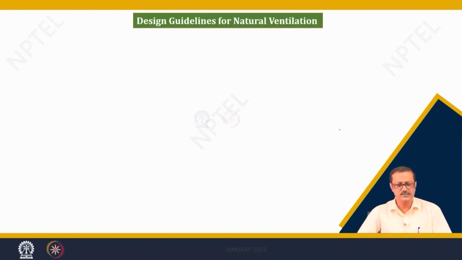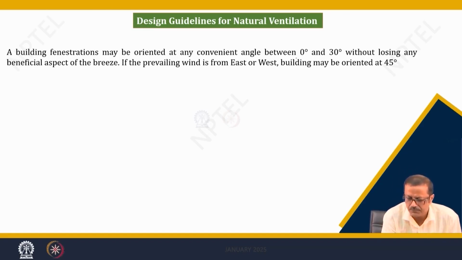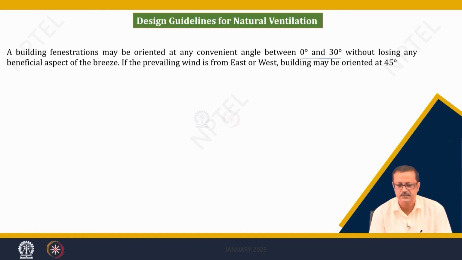So, let us first discuss some of the guidelines. I have taken those guidelines from the National Building Code 2016. First of all, they say that the fenestration should be oriented at an angle between 0 degree to 30 degree. Please remember that this 0 to 30 degree orientation is based on the prevailing wind direction. It is not with the north, east or west or any codal direction; it is all with the prevailing breeze.